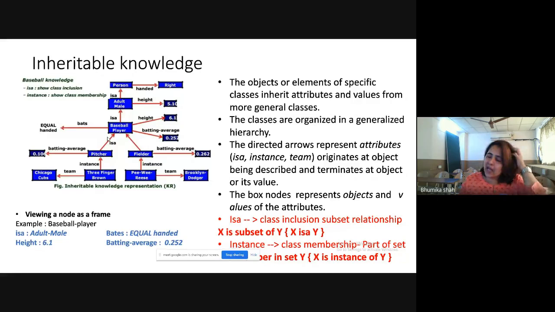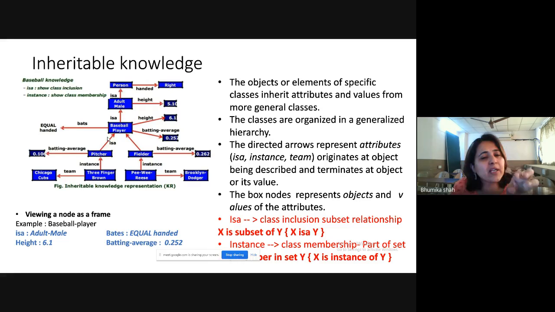Now adult male again is the subclass of the parent class person. So we can once again use which attribute? Instance or ISA? ISA. Whenever you have a parent class child class relationship, you will use ISA. So adult male is a person. Now person has only a single attribute, and the value of that attribute is handed. It means the person is working with which primitive hand, right hand or left hand. So the handed attribute has the value right.